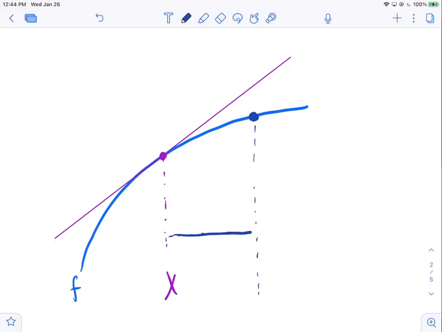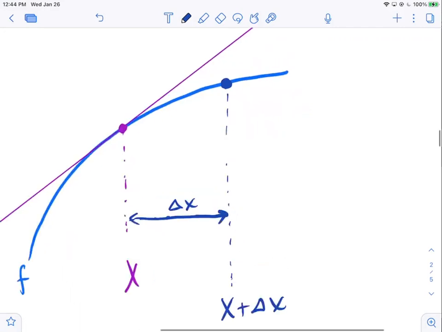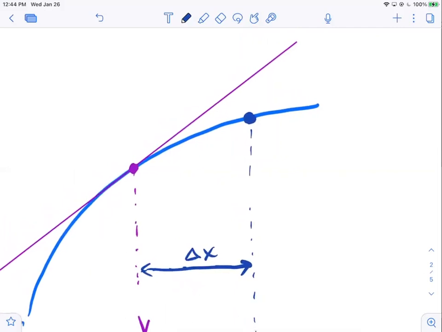this distance here, the distance that we're projecting out, I'm going to call it delta x, right? We called it h back when we did the limit. Now for marginal returns and stuff, for marginal profit, that's always equal to 1. Delta x is equal to 1. So this x value here is x plus delta x. Now, of course, this value here is f of x. And this value here is f of x plus delta x.